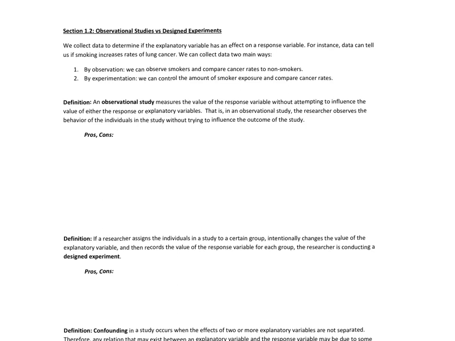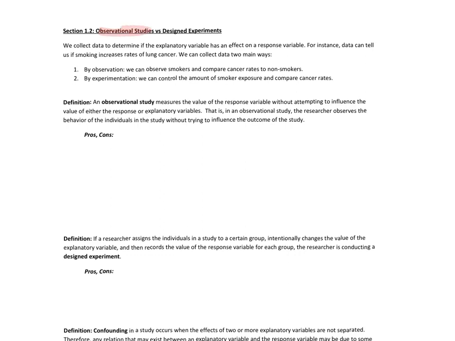Welcome to section 1.2, observational studies versus designed experiments. We're still in our process of statistics where we are collecting our data. Now that we know what to call the different types of data, those definitions and how to measure them, we're going to talk about how we can actually get data. We're going to talk about observational studies primarily, and we're just going to define designed experiments, but we're going to focus more on observational studies.